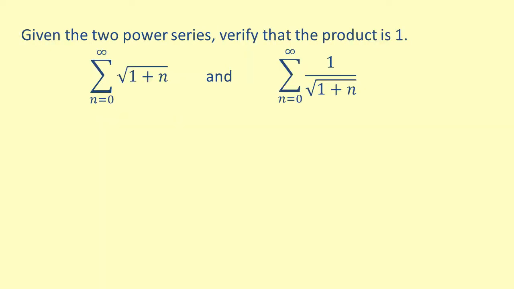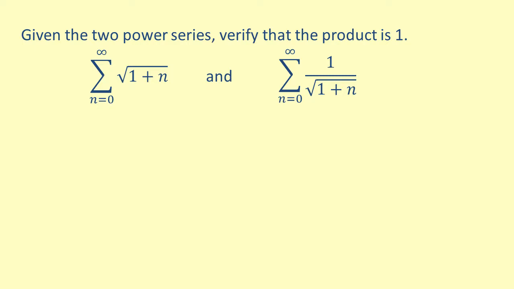Now let's multiply some power series. We have the series given by the sum from n equals 0 to infinity of the square root of 1 plus n, and we have the series given by the sum from n equals 0 to infinity of 1 over the square root of 1 plus n.